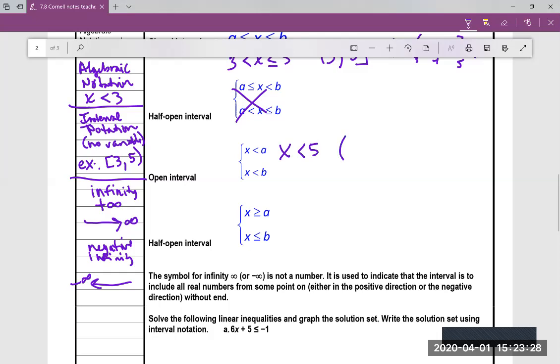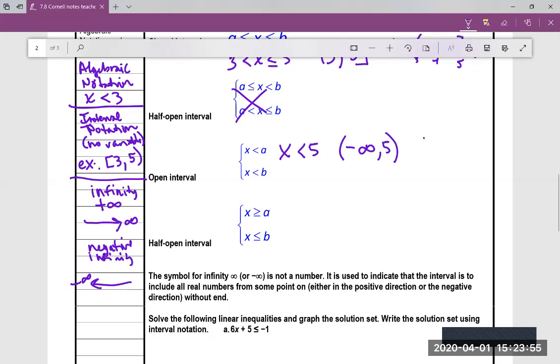So here is what the interval notation would look like. Negative infinity, comma, 5 is the interval notation. What we're saying here is that the solution is any number less than 5, any number forever and ever and ever less than 5. So since x is less than 5, we're going to go negative infinity, comma, 5.